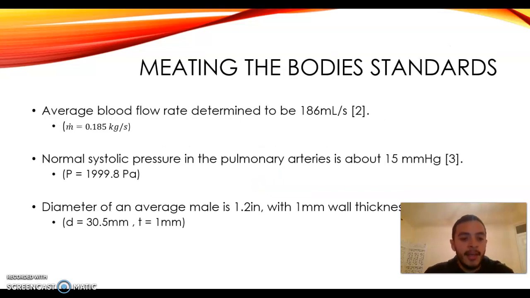It was determined that the average blood flow rate in the LPA is going to be 186 milliliters per second. Knowing the density of blood, we can figure out the mass flow rate, which was 0.185 kilograms per second. It was also determined that in the LPA, the normal systolic pressure is going to be right around 2,000 pascals. For an average male, the pulmonary artery has a diameter of 1.2 inches or 30.5 millimeters and a wall thickness of 1 millimeter.